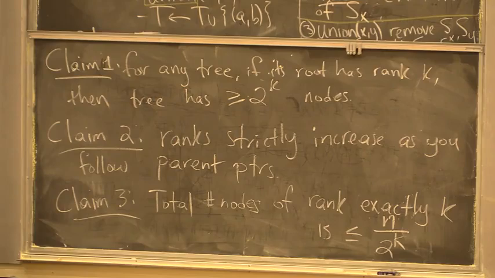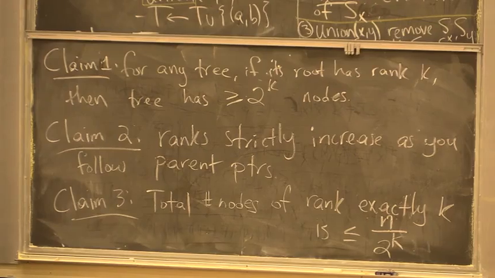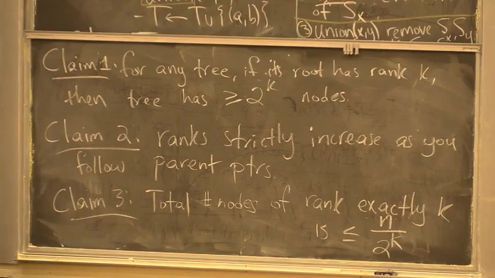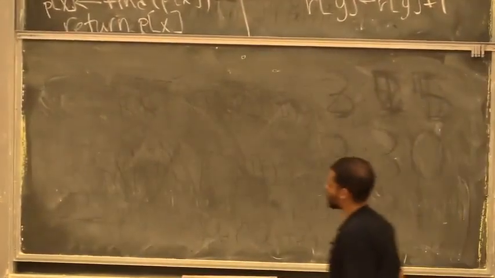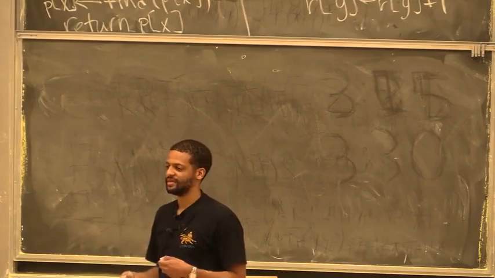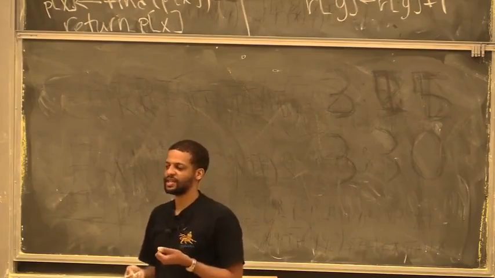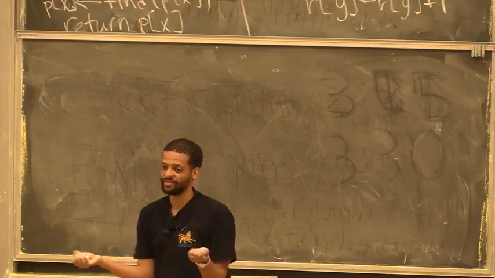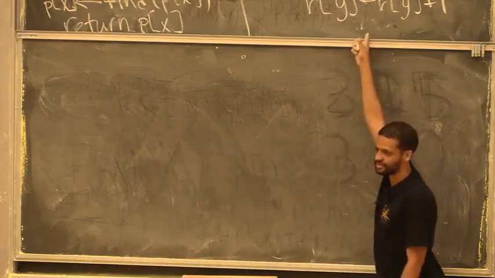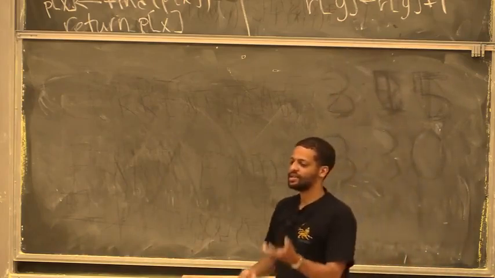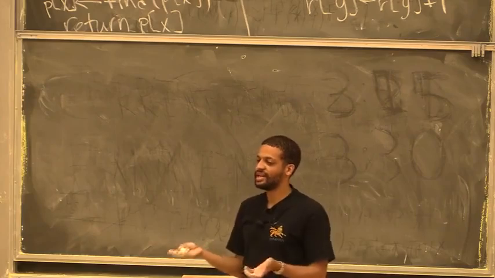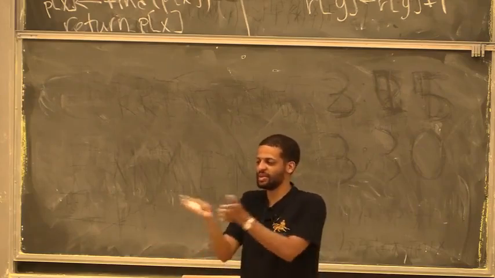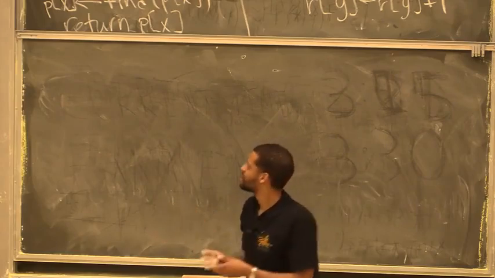Is this true when k is 0? Yes. When you become rank 0, it's because you did a make set. Does your tree have size 2 to the 0? Yes, 2 to the 0 is 1. You have yourself. Now for the inductive step, let's look at someone who just became rank k. How did he just become rank k? It's because he was rank k minus 1, and he got union with someone else who was rank k minus 1. That's the only place where rank goes up. But by our inductive hypothesis, these two trees of rank k minus 1 each have size at least 2 to the k minus 1. So when you put them together, they have size at least 2 to the k. Okay? So that's claim 1.